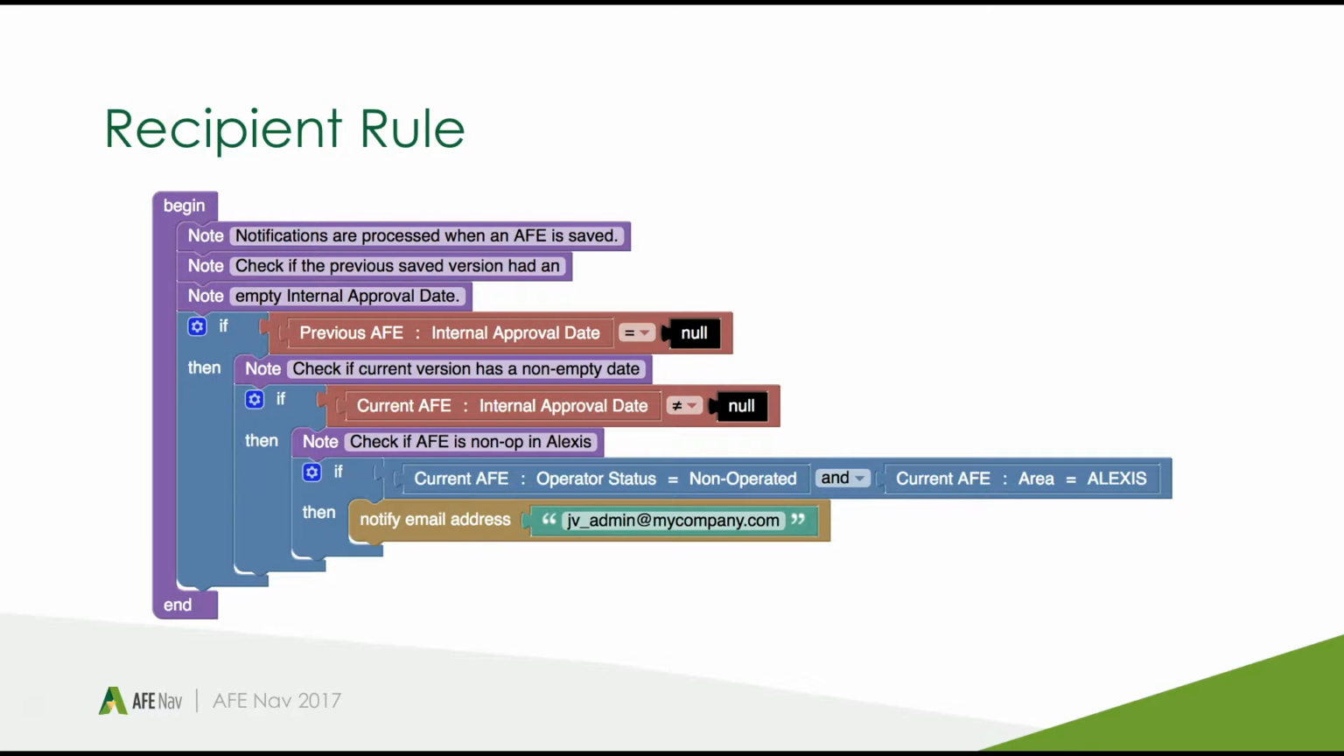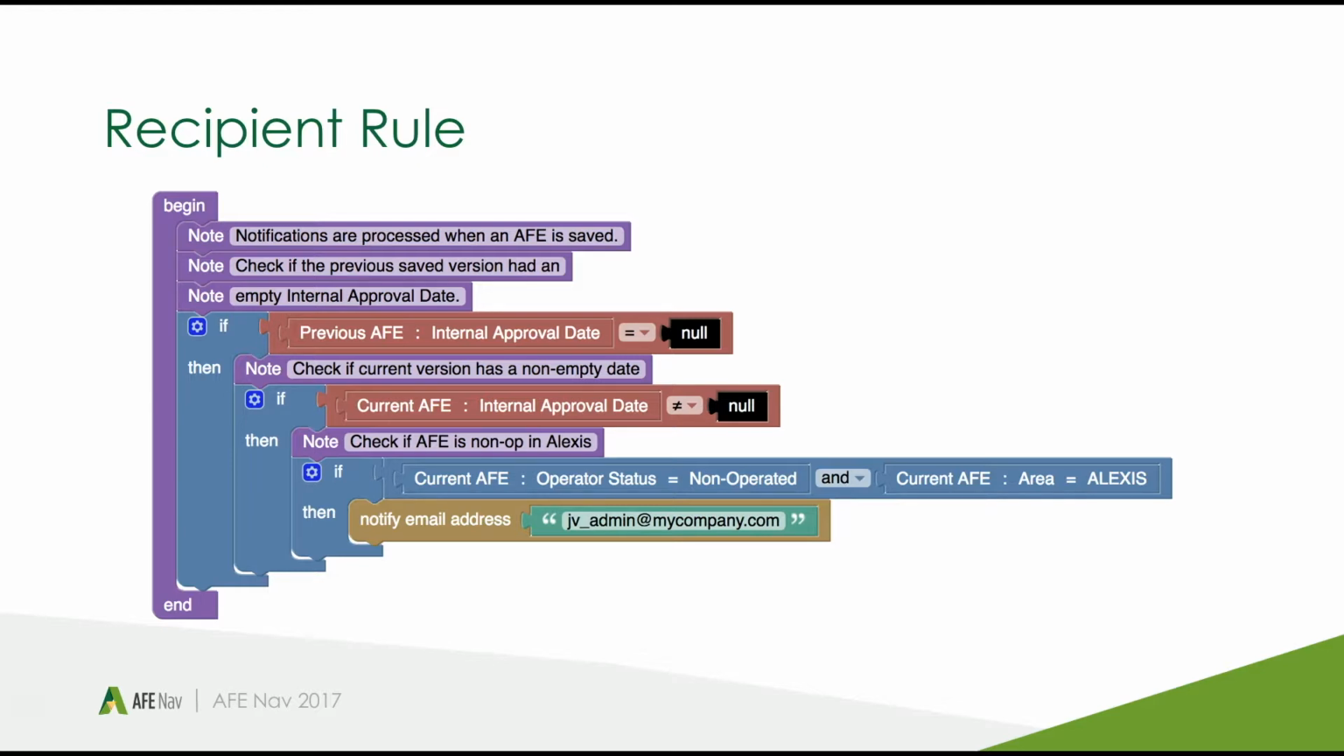When a document is saved, AFE Navigator will look for any notification rules for that document type and, if any exist, will process the recipient rule, which determines if anyone should receive an email for this notification due to the changes made to that AFE or RTD. The recipient rule decides if changes made to the AFE or RTD warrant an email notification, and if so, who should be notified. In this example, the rule is looking to see that the previous version of the AFE had no internal approval date, which would indicate it was not internally approved.